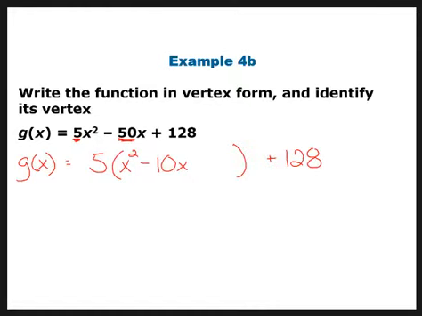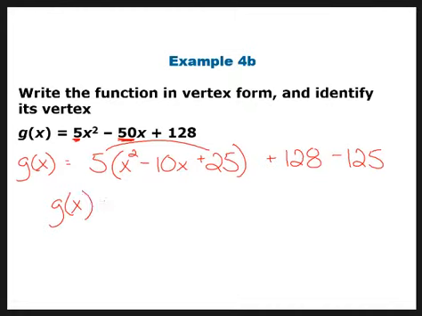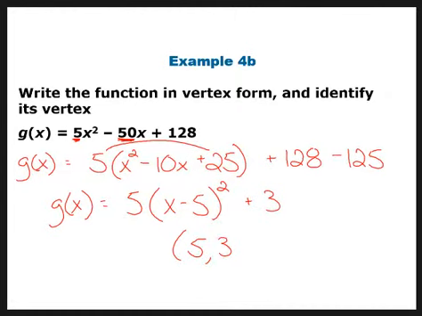So half of negative 10 is negative 5. Negative 5 squared is plus 25. Now again, I didn't just add 25. Technically, I added 125. So I'm going to subtract 125 from that same side. Now I'm really only about a step away here. I write this as a square of a binomial, and I have a plus 3 on the end. So my vertex is 5, 3.